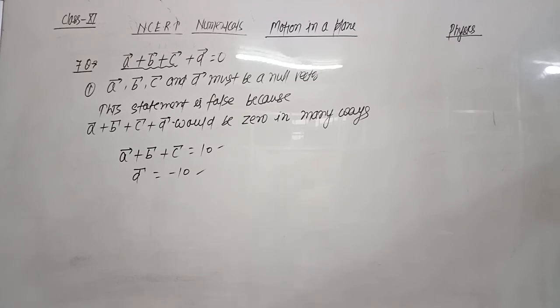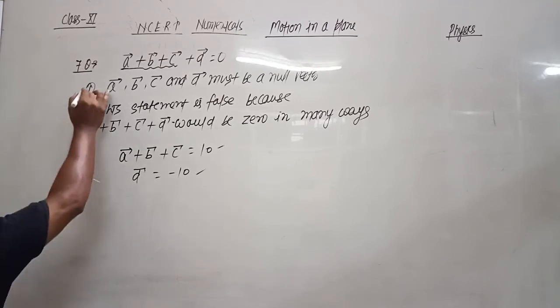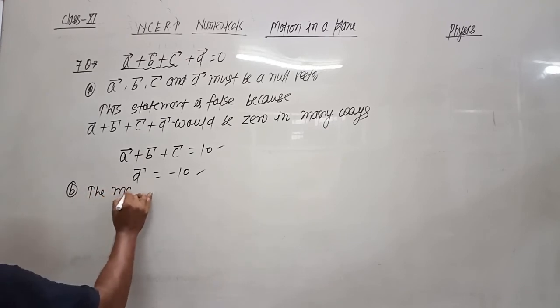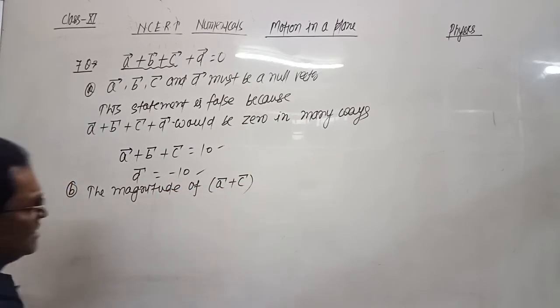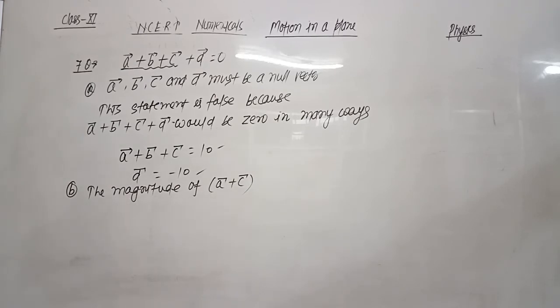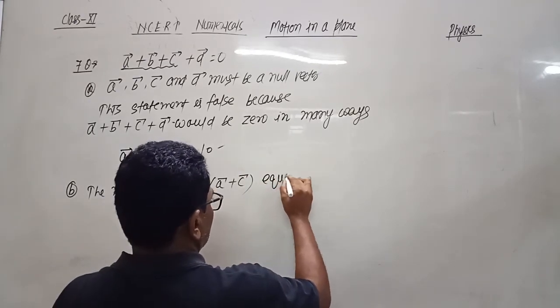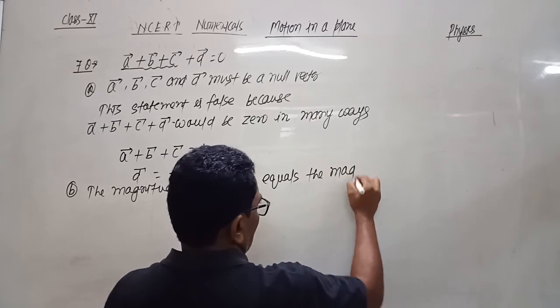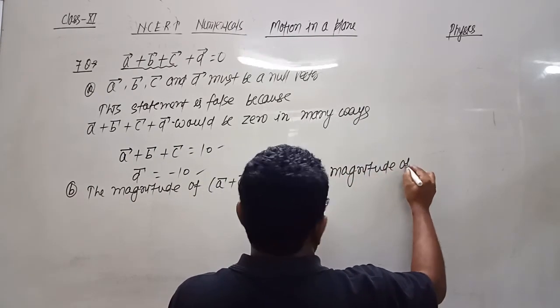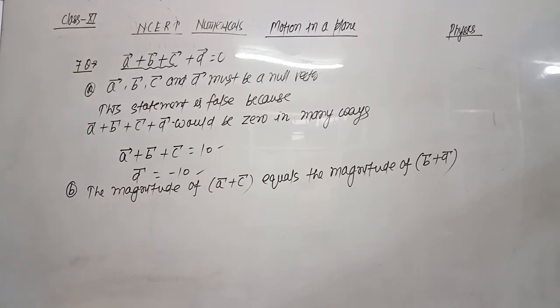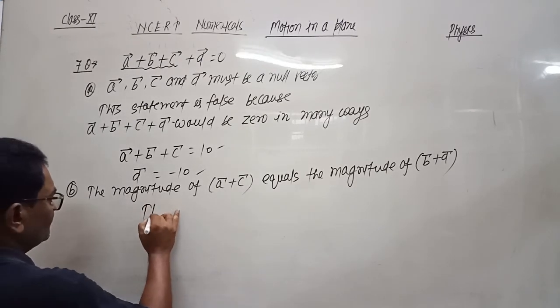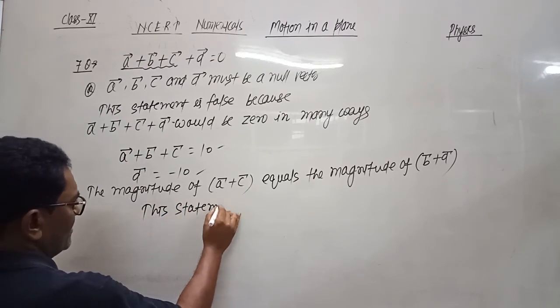Now the second statement: the magnitude of vector A plus C equals the magnitude of vector B plus D. The magnitude of vector A plus C equals the magnitude of vector B plus D. This statement is true.